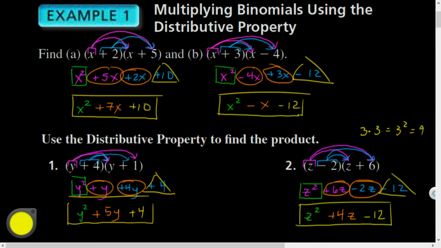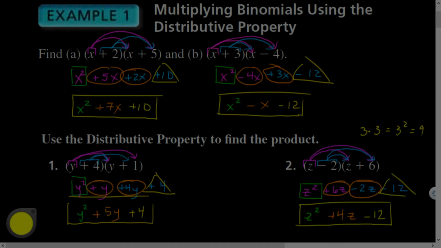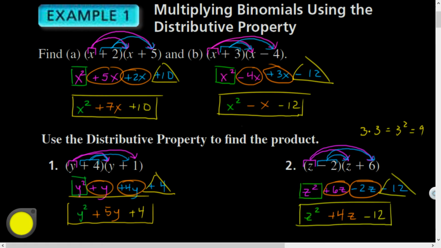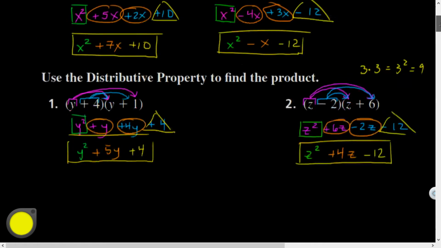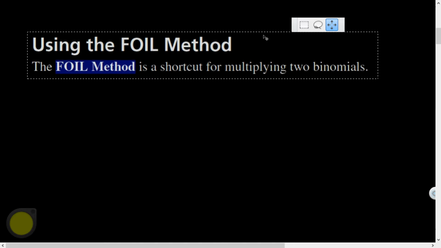Let's see, I'm going to skip example 2. You can read about that yourself if you want to look at that method for multiplying. But when I'm multiplying binomials, there is a common way that people refer to. Distributive property works every time, but if you happen to have a binomial times a binomial, you can use what's called the FOIL method.